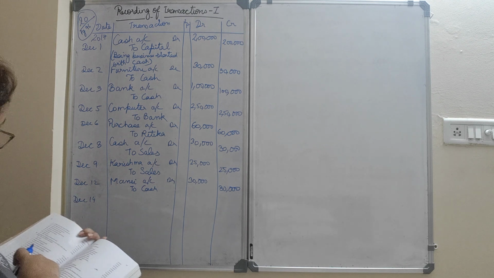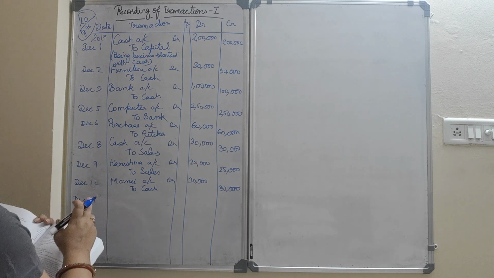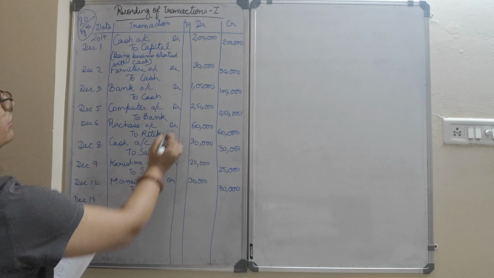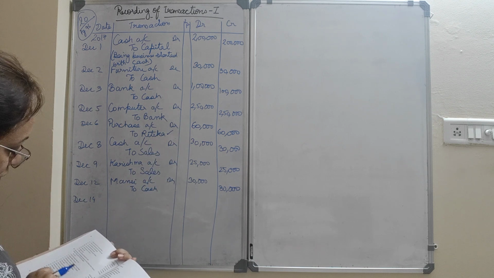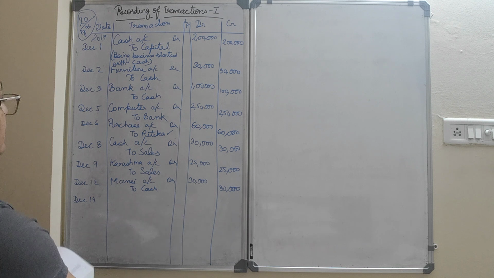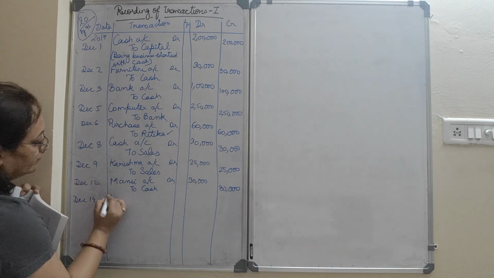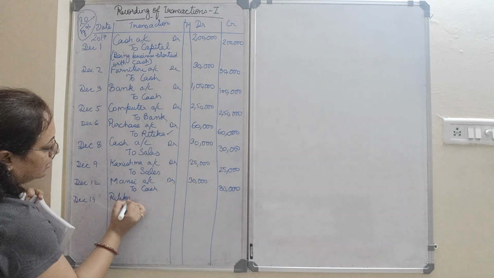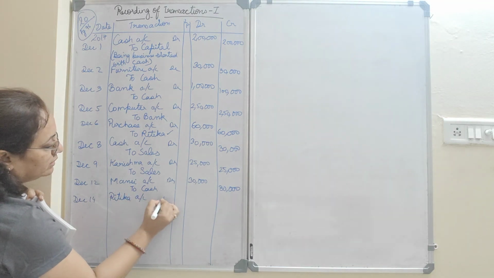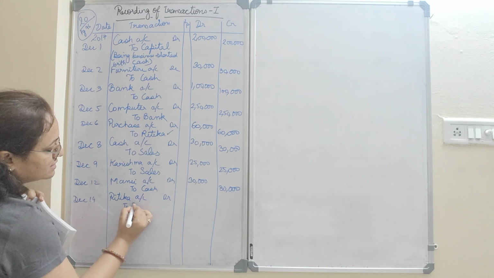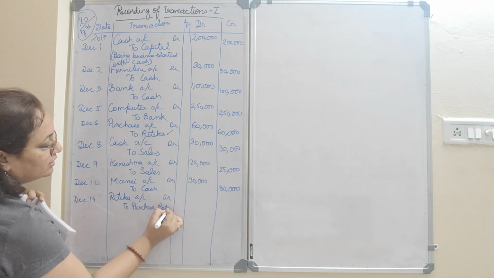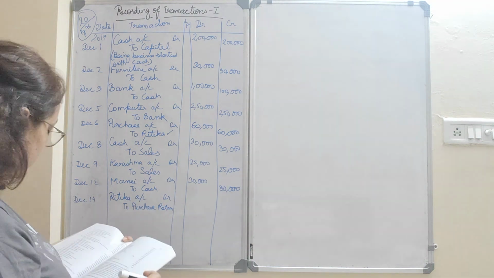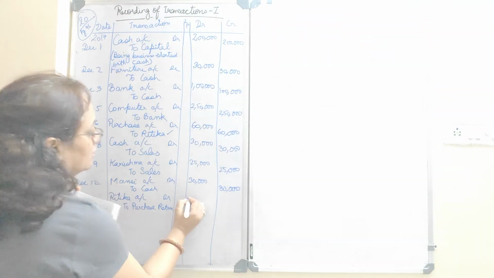December 14 is goods returned to Ritika. So where was Ritika? Over here. We have purchased from Ritika. How much goods have we returned? 2,000 goods are returned. So the entry will be Ritika account debit to purchase return. Whenever we are returning something, we make the entry this way. Ritika account debit to purchase return 2,000.